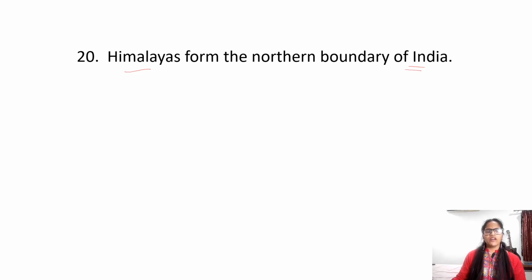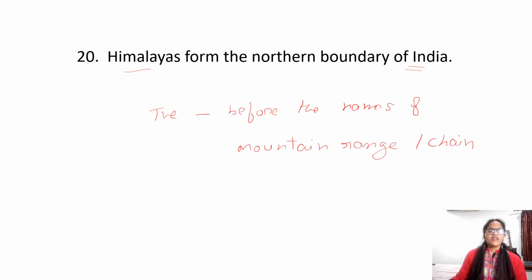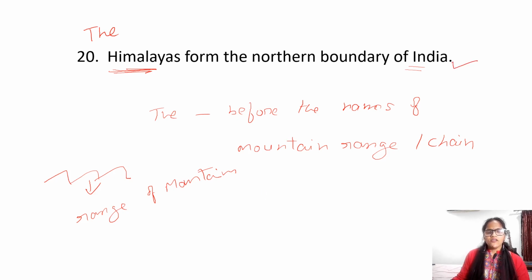Now according to the rule of articles, the is used before the names of mountain range or chain. Now Himalayas is a name given to a range of mountains. It's not a single mountain, it's a range of mountains. So since Himalayas is a name given to a range of mountains, it takes the article the. The Himalayas form the northern boundary of India is the correct answer. If it is given like Mount Everest, can we use the? No. Mount Everest is a name given to a single mountain.